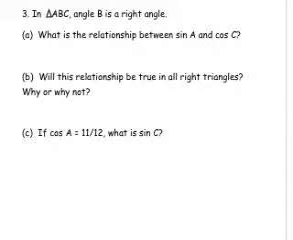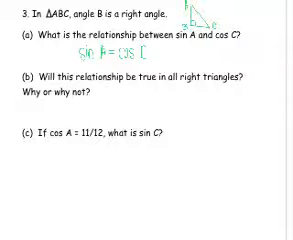All right, so number 3, in triangle ABC, angle B is a right angle. So I'm just going to go ahead and draw a picture. B is my right angle, so I'm going to say A and C. It's asking me what is the relationship between the sine of A and the cosine of C. Well, what we just talked about, I know that the sine of one angle is going to be equal to the cosine of its complement. So that's it, that's the relationship. They are equal. Will this relationship be true in all right triangles? Why or why not? Will it always be true that the sine of one angle is equal to the cosine of its complement? And yes, it will always be true. And why or why not?